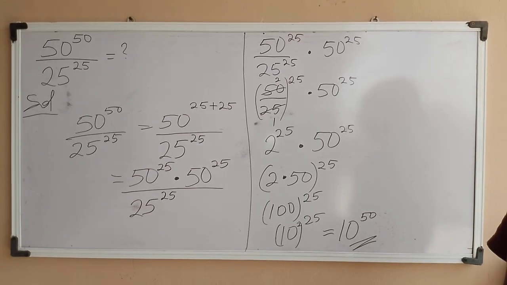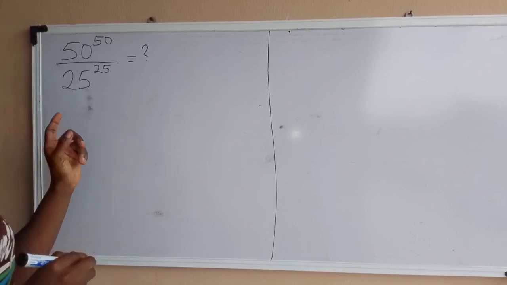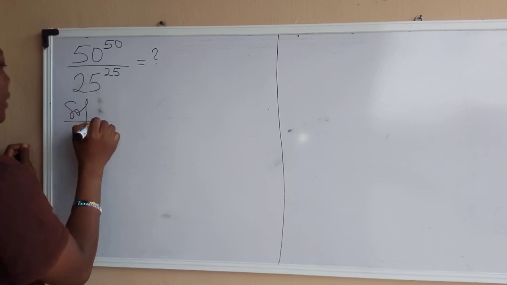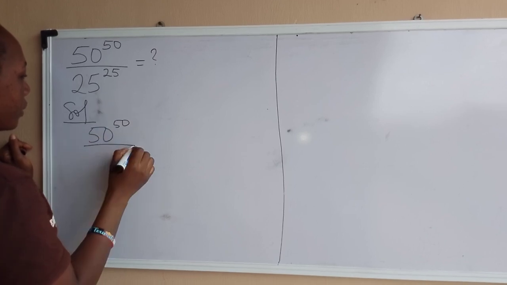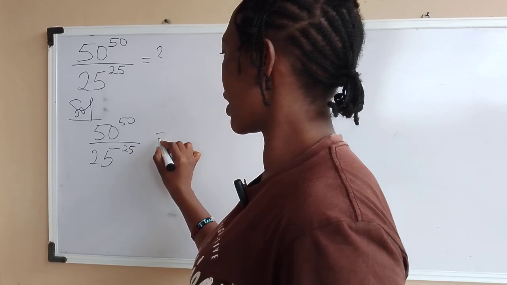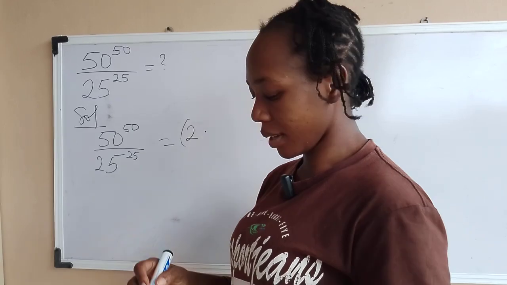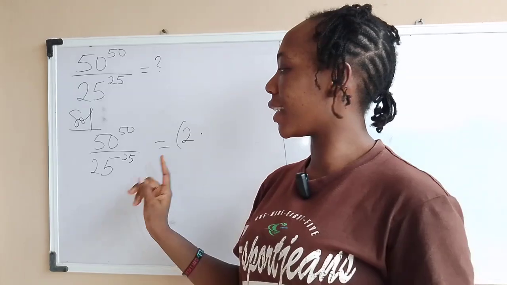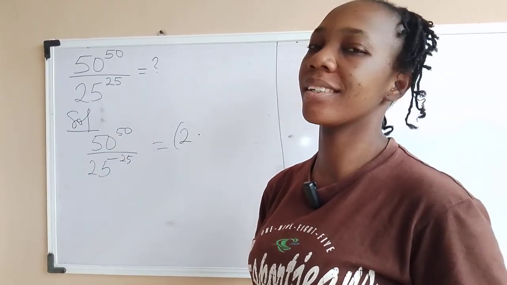So we're going to be looking at the second method now. So we have this same question, second method of solving it. So we're going to solve it this way. Now, given this question, 50 to the power of 50 all over 25 to the power of 25, I would write it like this, because in the first method, we were considering the power to see if we can equate them to the same power. Now we're going to be considering the base. We're going to see if we can equate it to the same base and get the same answer.